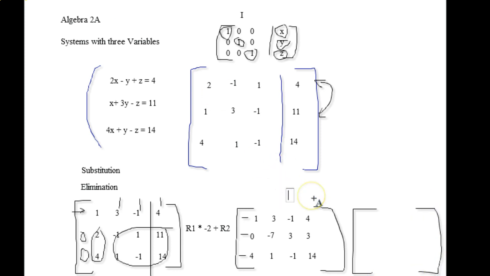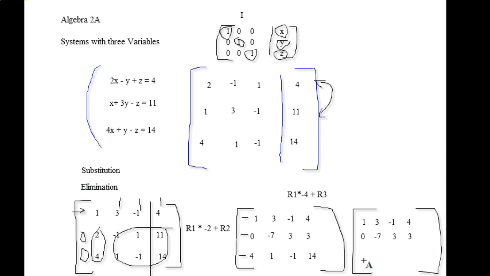Okay, so I'm going to take row 1, multiply by negative 4, and add it with row 3. So now row 1 is 1, 3, negative 1, 4. Once again, that does not change. The second row does not change, so I'm going to rewrite it: 0, negative 7, 3, 3. That doesn't change.